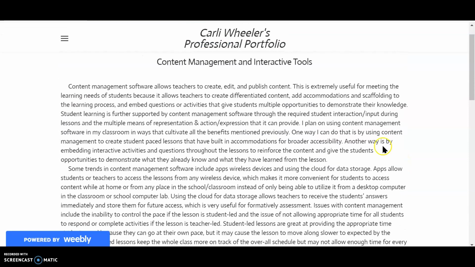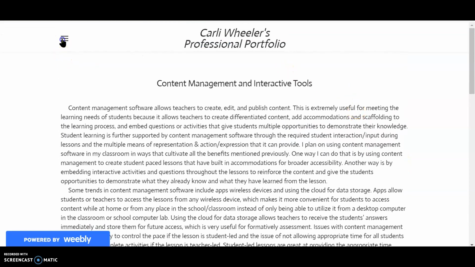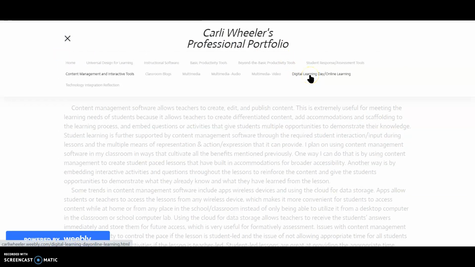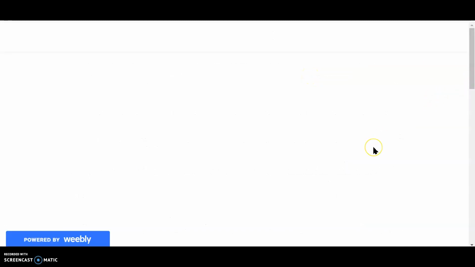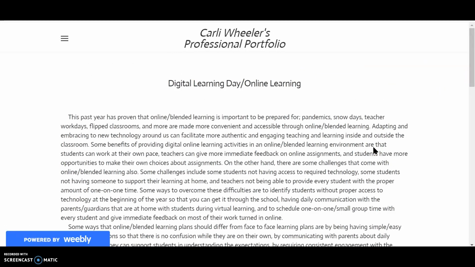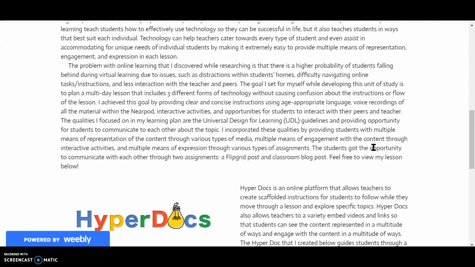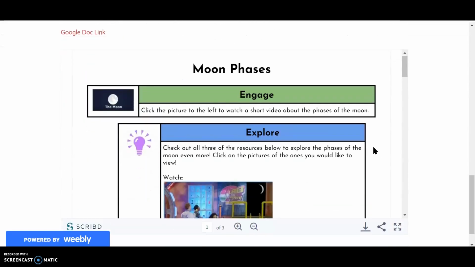Now I'm going to take you guys to the portfolio page that I found most difficult during the semester. This was the Digital Learning Day / Online Learning, or Blended Learning. So, I found this page most challenging because I had a lot of trouble organizing my ideas and creating a hyperdoc that wasn't too similar to the examples I viewed in the module.